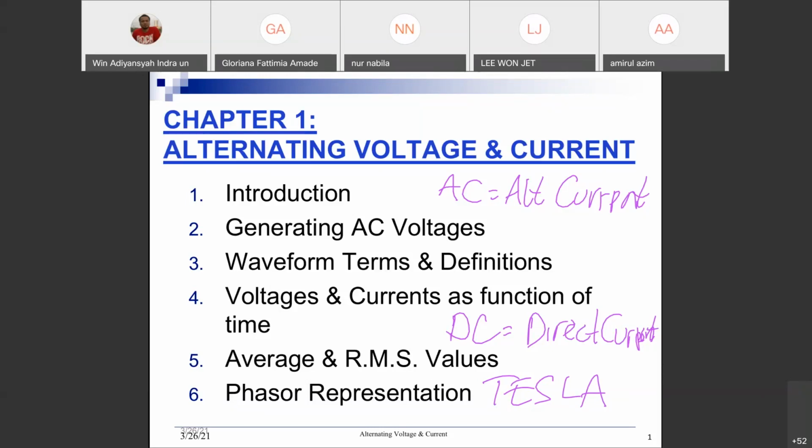Nikola Tesla. He was born in Serbia, which borders Croatia, Yugoslavia and Slovakia, and then he moved to America. He was the inventor of AC, alternating current. He was the inventor of modern AC.